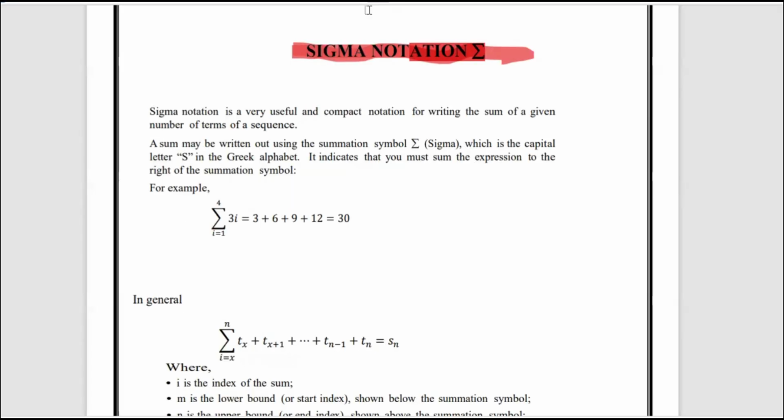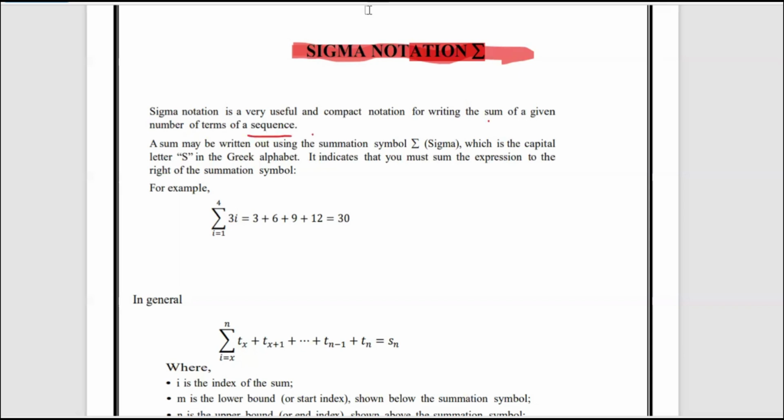Because we use a Greek symbol just to represent the summation, okay? So when you're talking about the sum of either geometric or arithmetic, it can be summarized in what we call the sigma notation. All right, so the notes are telling us that sigma notation is a very useful and compact notation for writing the sum of any given number of terms of a sequence, okay?